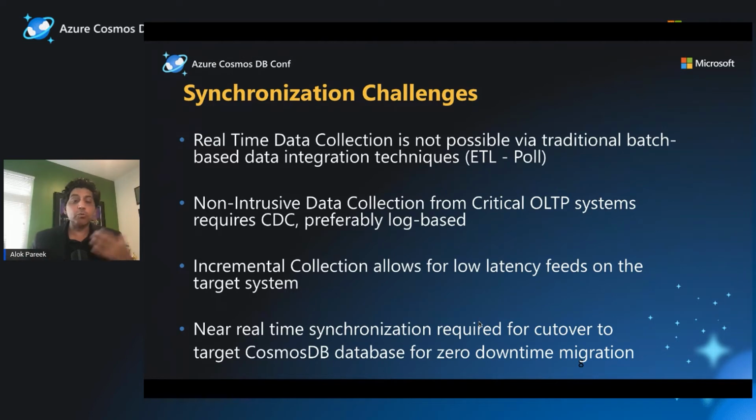The other part is that you want to make sure that you're able to keep the two sides in sync, which means that not only are you collecting the data, you're also applying it using the APIs on the Cosmos DB side, and you have to be able to parallelize the writes to different containers. So you want to make sure that you're able to keep up, in near real time between the two systems, so that ultimately you can actually fail over or cut over to the Cosmos DB side. Okay, so these are some of the synchronization challenges.